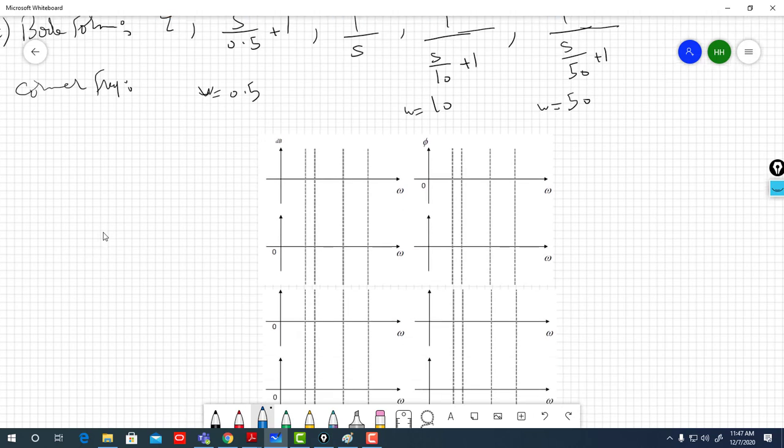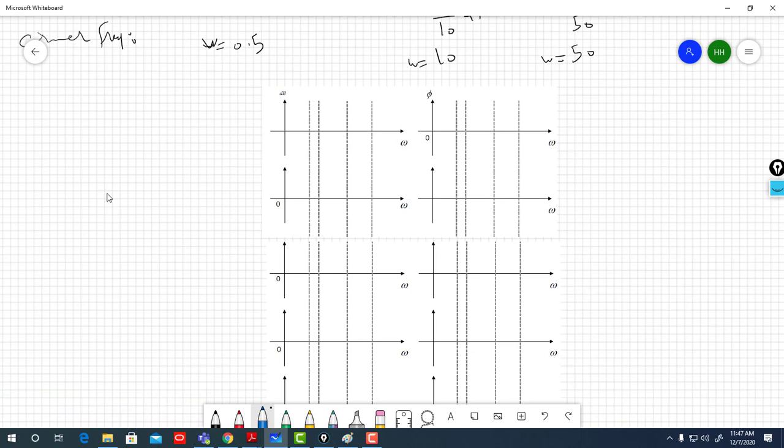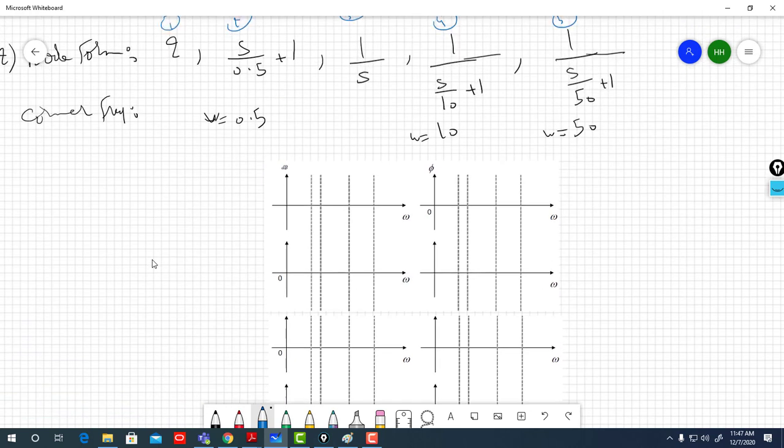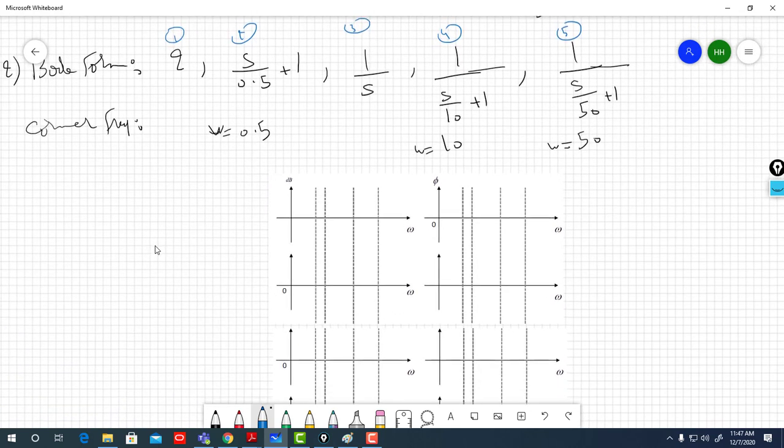Let's start with 1. It's a constant. So remember, for the constant, it's 2. So then you should have here 20 log of 2. And the phase of 2 is 0. So that's the easy phase diagram.